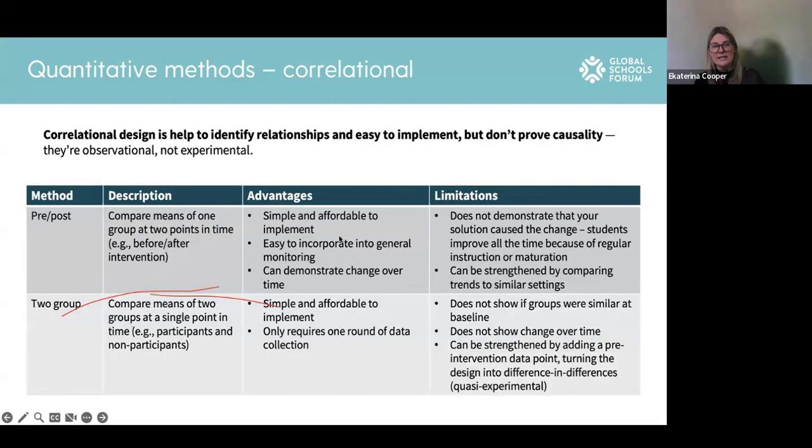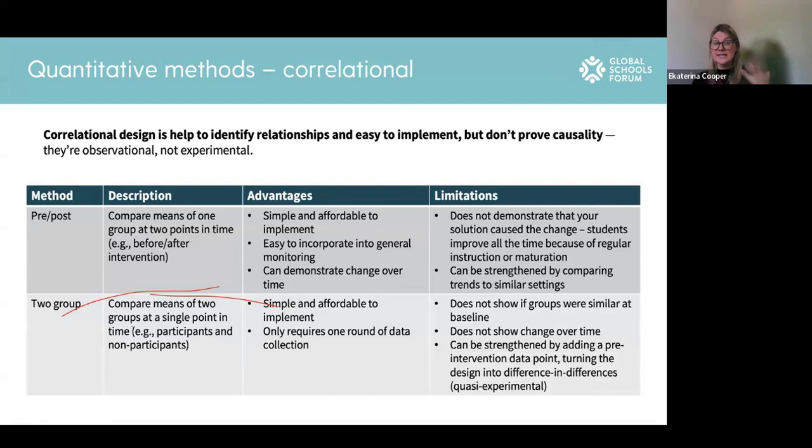And then let's talk a little bit more about the design. Correlational design, as you know, correlation doesn't mean causation, but it allows us to ensure that things exist in nature. It allows us to observe things.